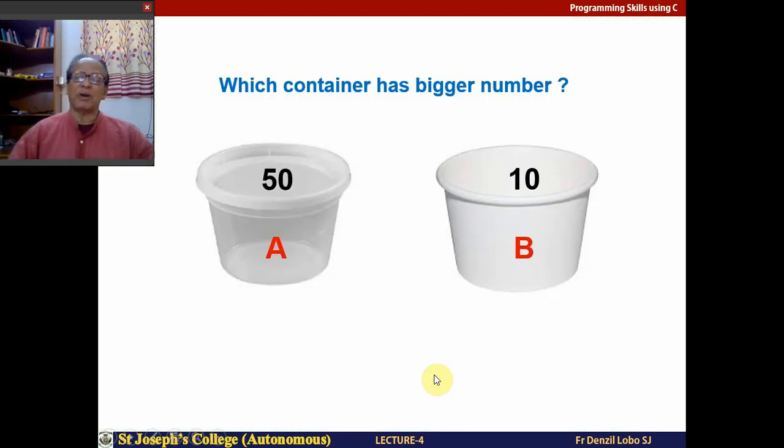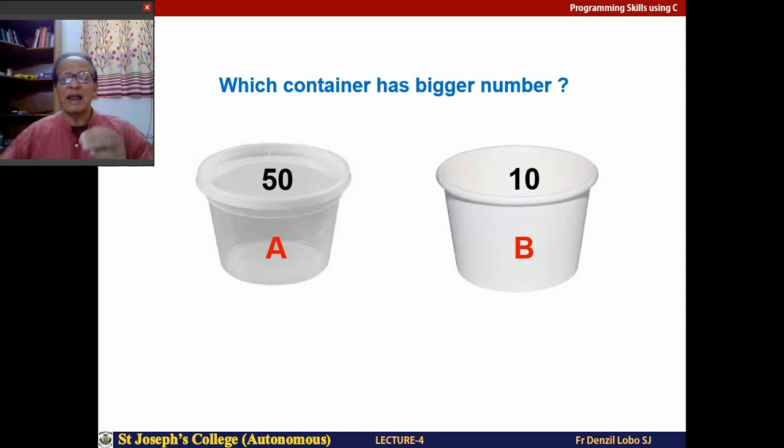So let us come to this problem. I have two containers here, A and B. A contains 50, B contains 10. These are two variables. So I ask this question: is the value contained in A greater than the value contained in B? Of course, you invariably will say yes. So I am using this word greater than. I could also ask this question, is A equal to B? Your answer is going to be no.